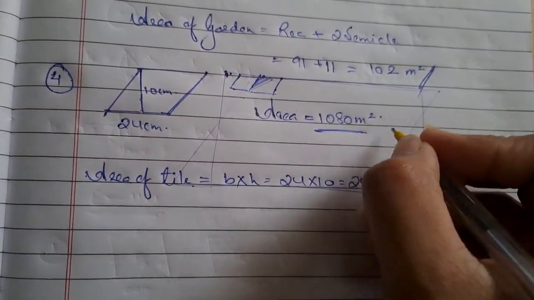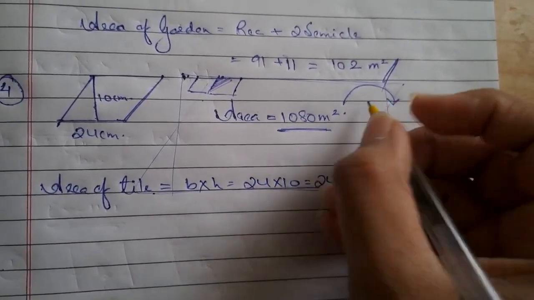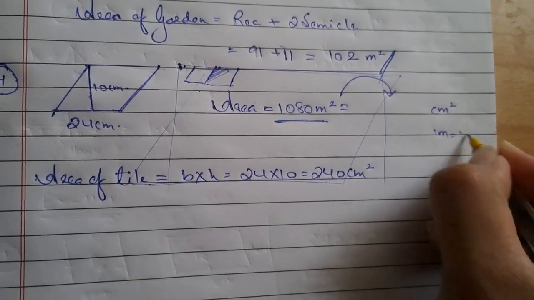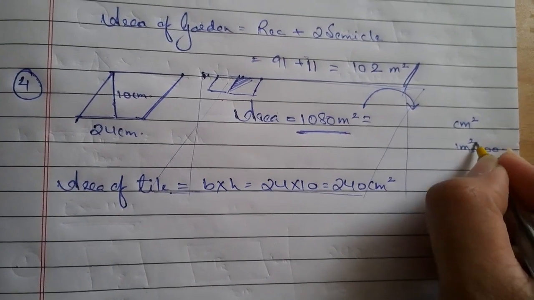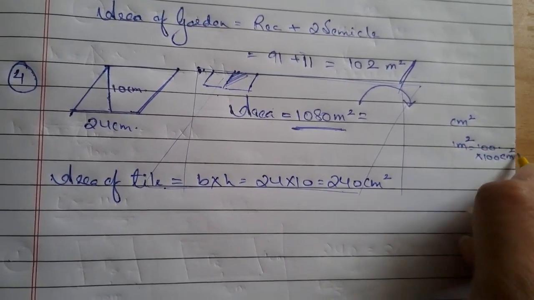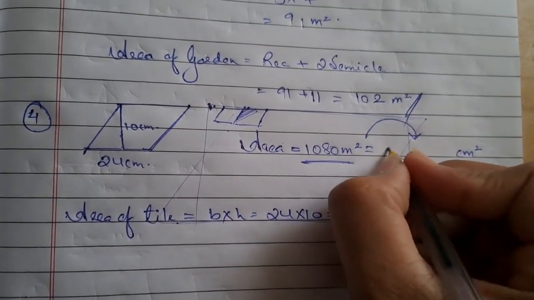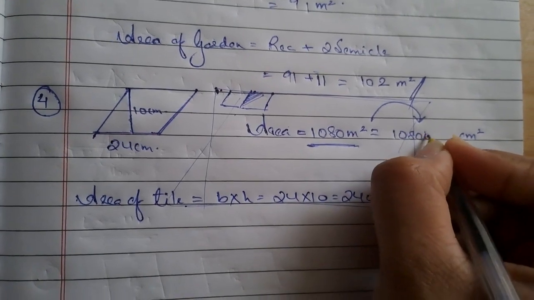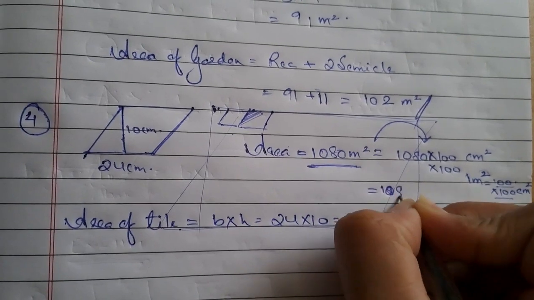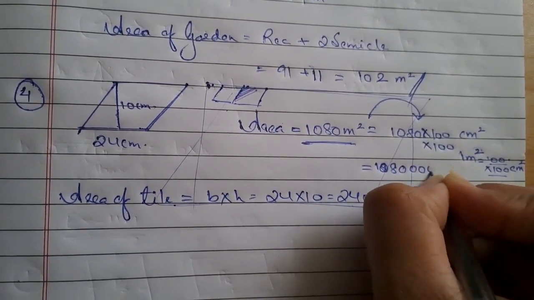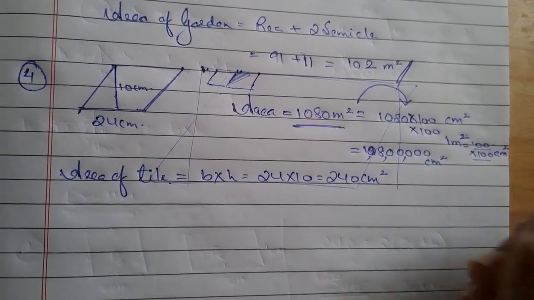But when I convert this, now I'm converting it into centimeter square. So what will I do? I know 1 meter is equal to 100 centimeters. But here it will be multiplied twice because it is meter square and it is getting converted into centimeter square. So because it is squared, I'm going to multiply it twice. So it becomes 1080 into 100 into 100. So that becomes 10,80,000, so somewhere around these many centimeters square it is.